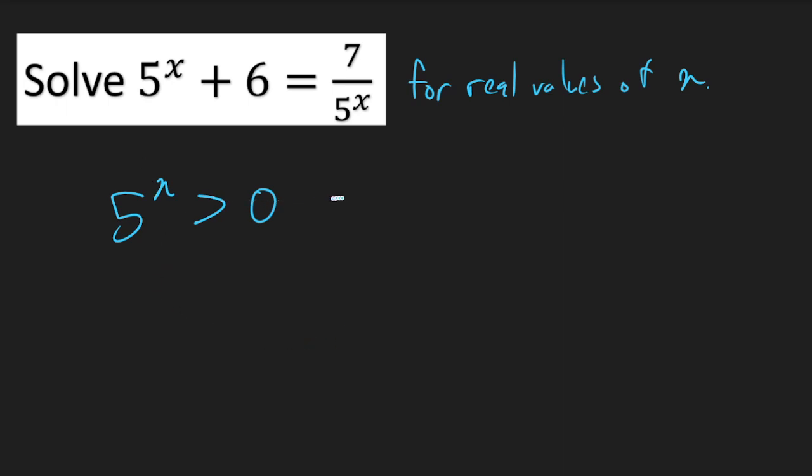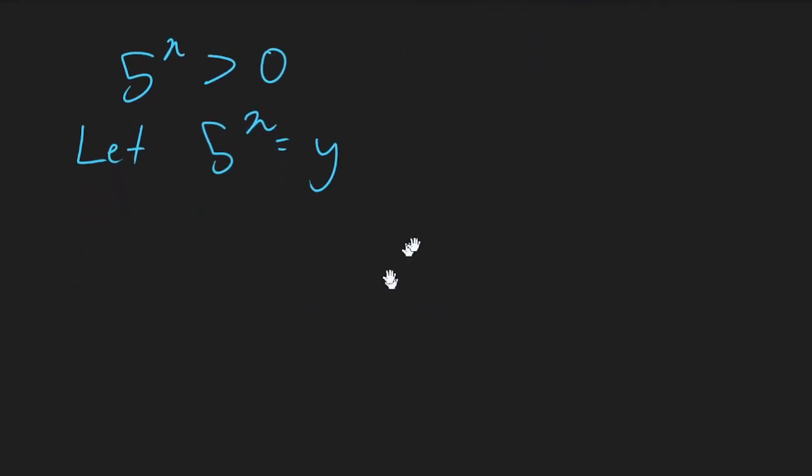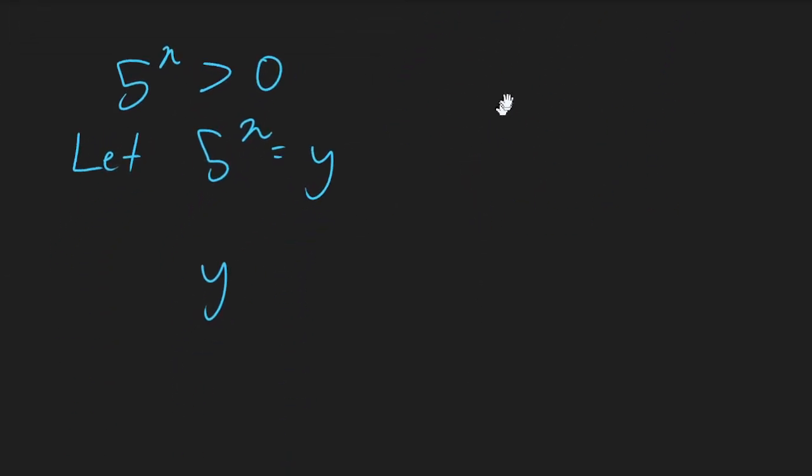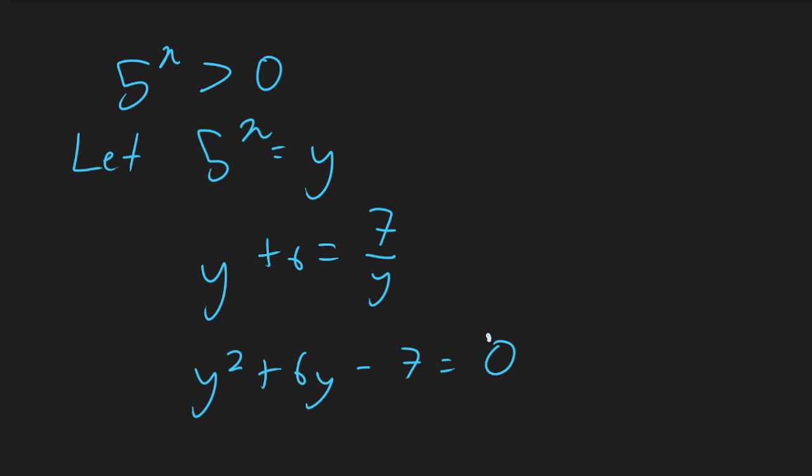From there, we can let 5 to the x equal y. Our equation reduces to y plus 6 equals 7 over y. Rearrange this and we get y squared plus 6y minus 7 equals 0. And look at that, we have a nice quadratic equation where y is not equal to 0.